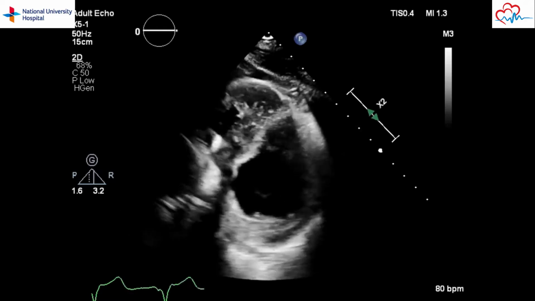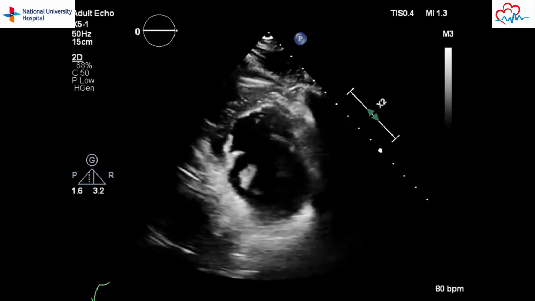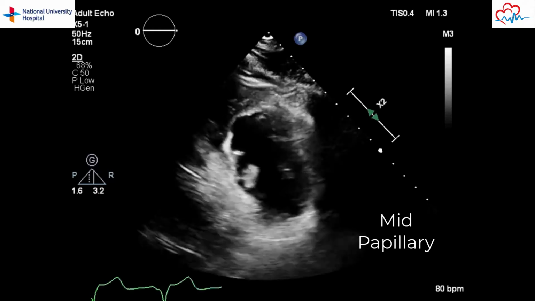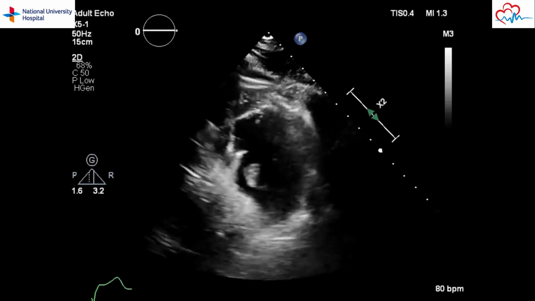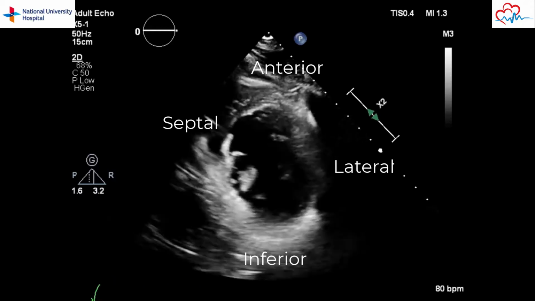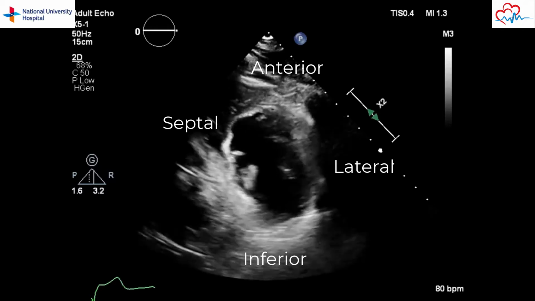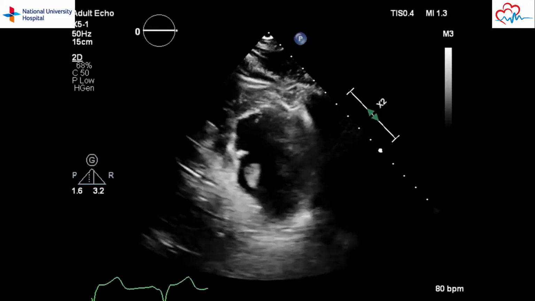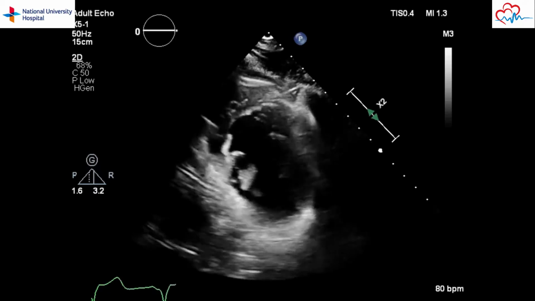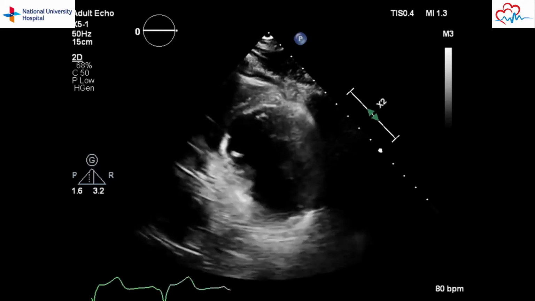Slight tilting of the probe inferiorly towards the apex of the LV allows for the mid-papillary segments of the LV cavity to be imaged. The anterolateral and posteromedial papillary muscles are seen. The inferior, anterior, lateral and septal walls of the LV are visualized. This view is useful for assessment of global LV systolic function and regional wall motion abnormalities.